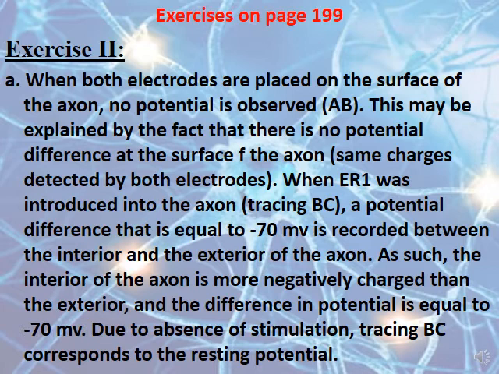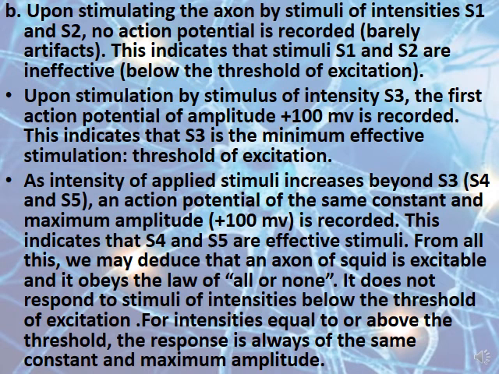As such, the interior is more electronegative, or more negatively charged than the exterior, and the difference in the potential is equal to minus 70 millivolt. Due to the absence of stimulation, tracing BC corresponds to the resting potential. Moving to part B, upon stimulating the axon by stimuli of intensities S1 and S2, no action potential is recorded. This indicates that S1 and S2 are ineffective, below the threshold of excitation.